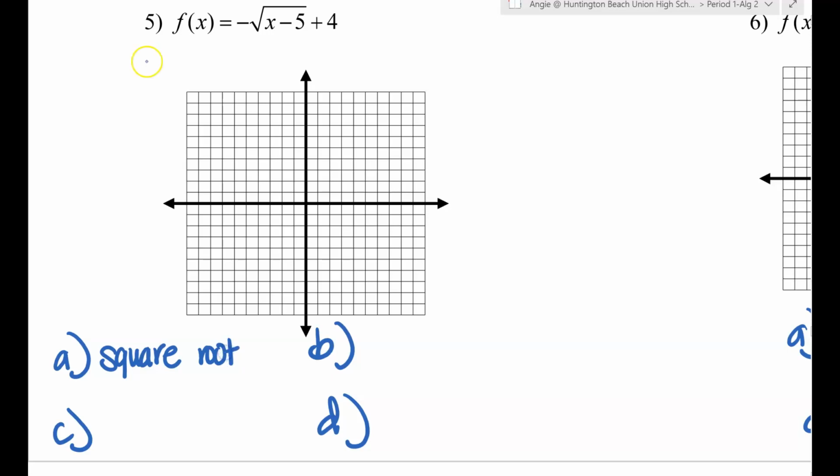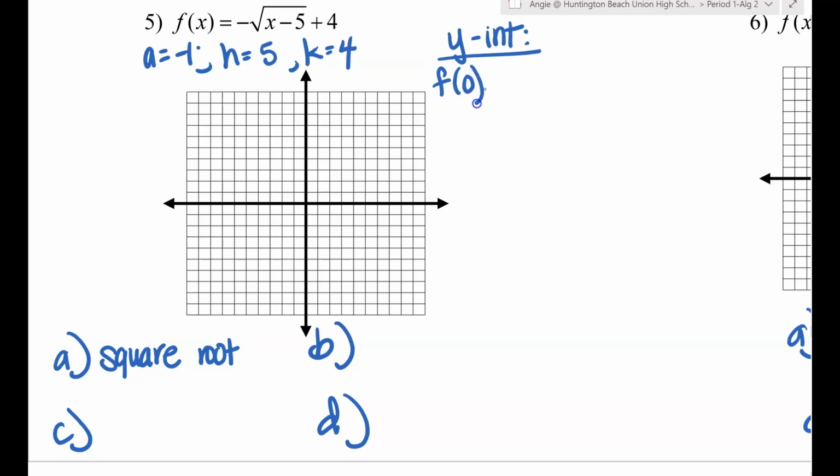Okay. a is going to be -1, h is going to be 5, and k is going to be 4. Let's try to find the y-intercept immediately, even without doing any tables of points. Again, plug in 0 for x, so that's negative square root of 0 minus 5, which is negative 5, plus 4. Whoa, what's happening under the square root? It's a negative number, so guess what? It's not possible to have a y-intercept, so N/A.